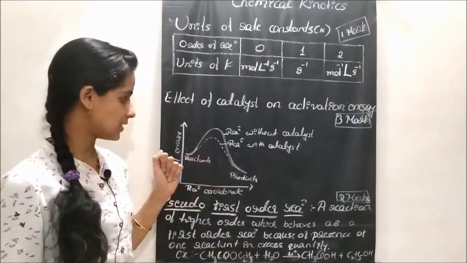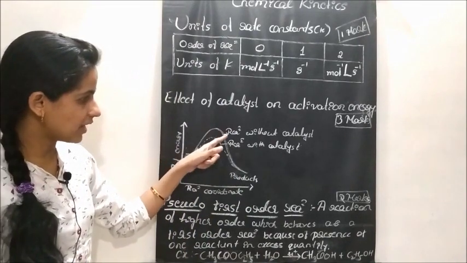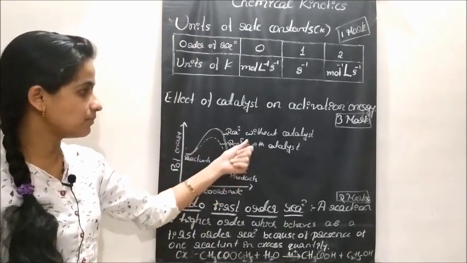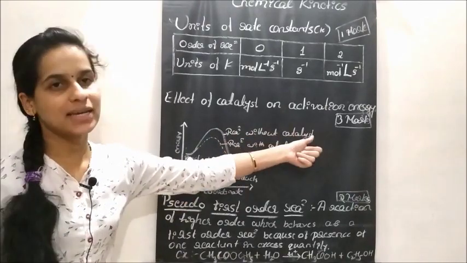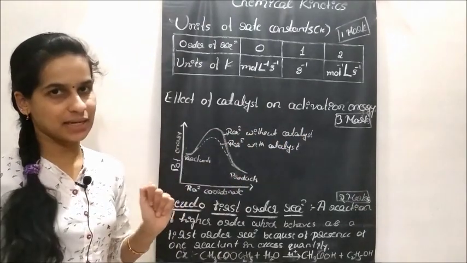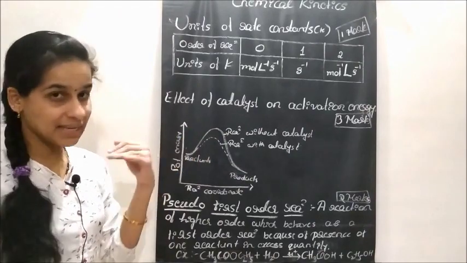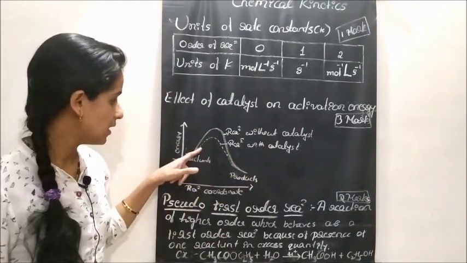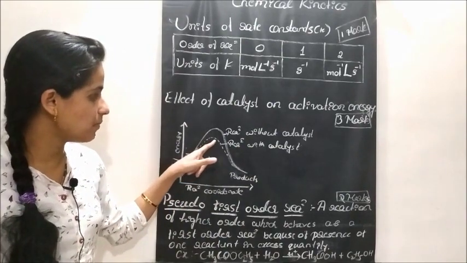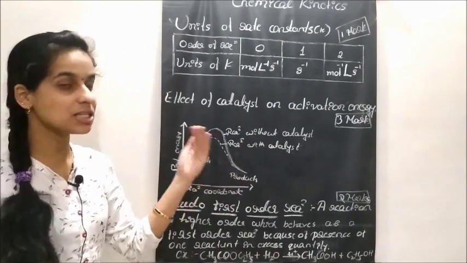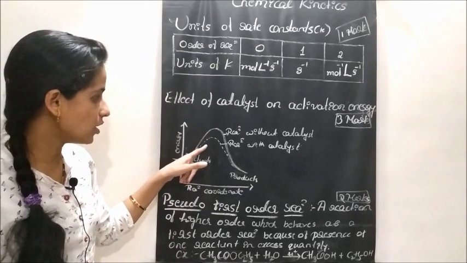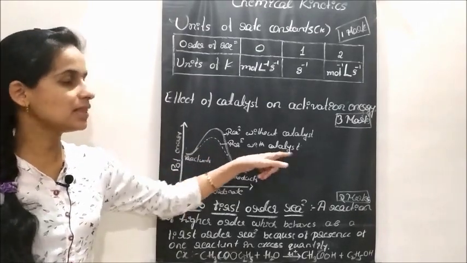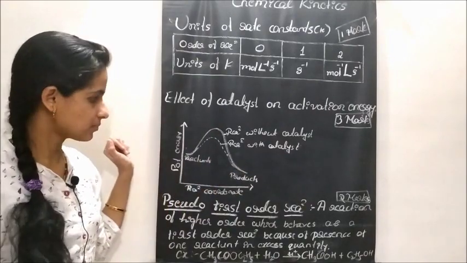So let us consider this graph. This curve explains the reaction pathway of the reaction without catalyst, in the absence of the catalyst. But in the presence of a catalyst, the activation energy between the reactants and products is lower. So the dotted curve explains the reaction pathway with catalyst.